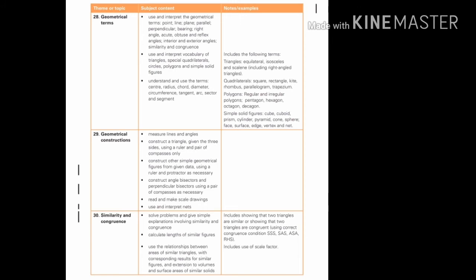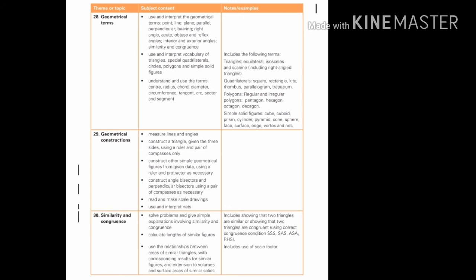Chapter number 29. Geometrical constructions. Measure lines and angles. Construct a triangle given three sides using a ruler and a pair of compasses only. Construct other simple geometrical figures from given data using a ruler and a protractor as necessary. Construct a line bisector and an angle bisector by the use of compasses. Read and make a scale drawing.